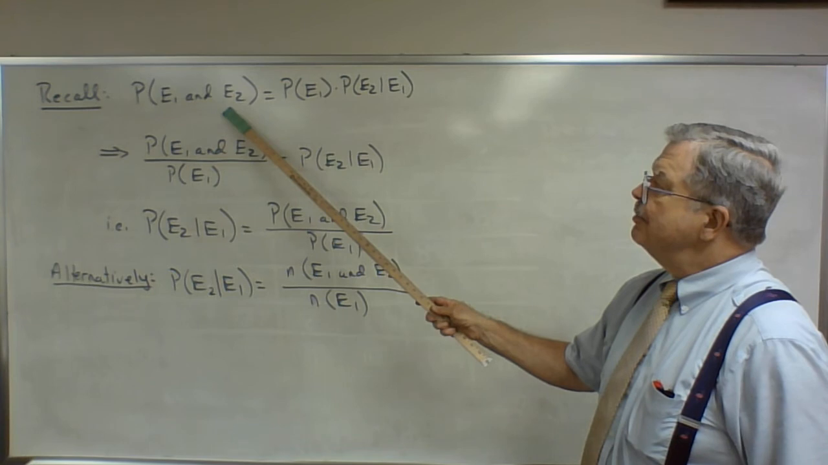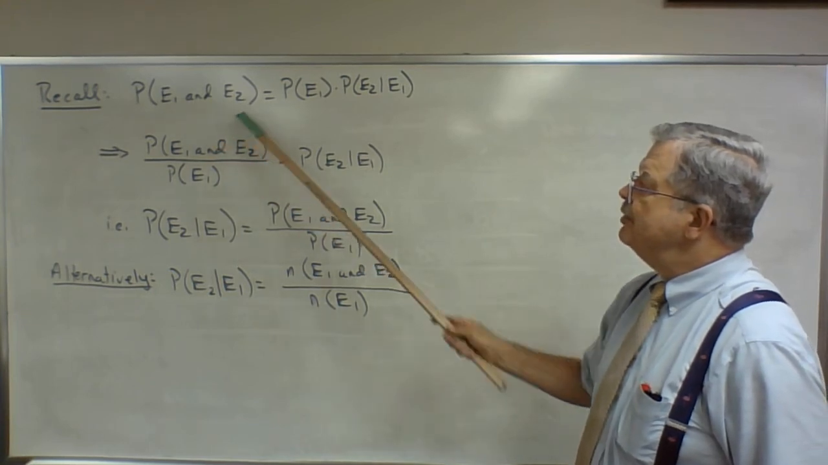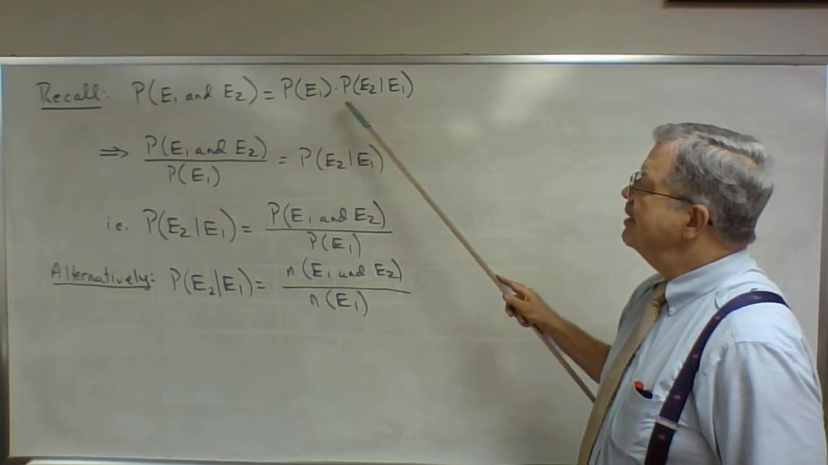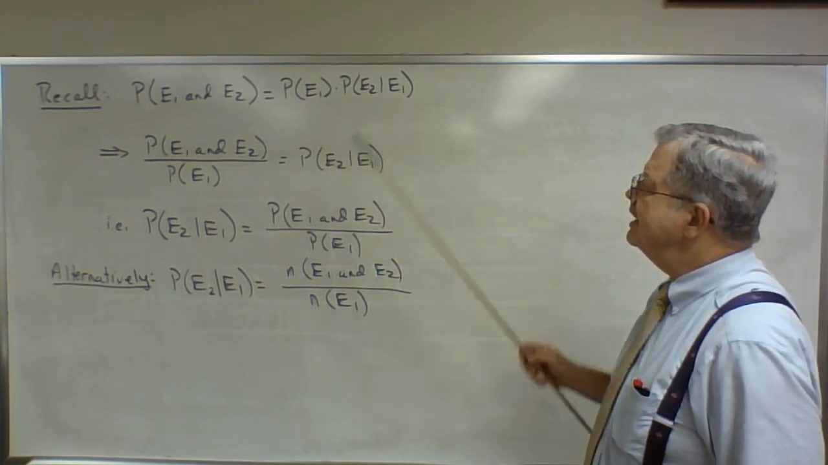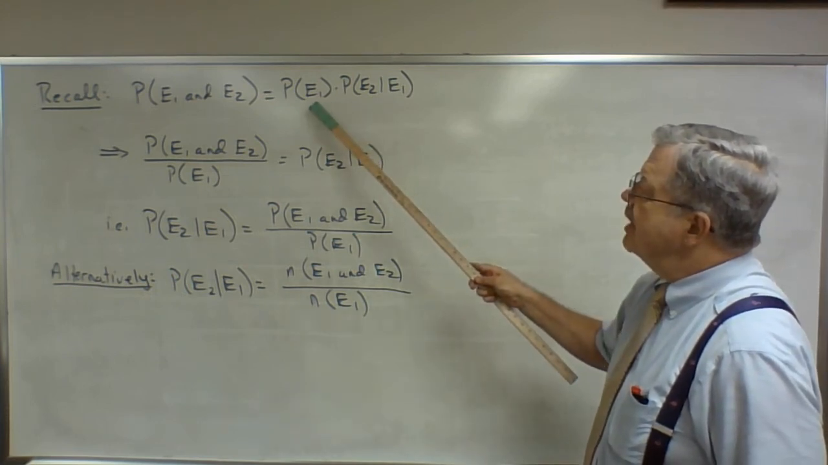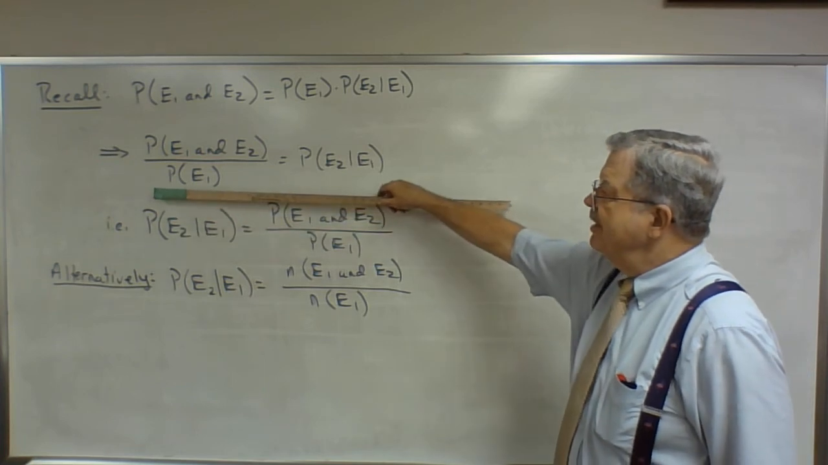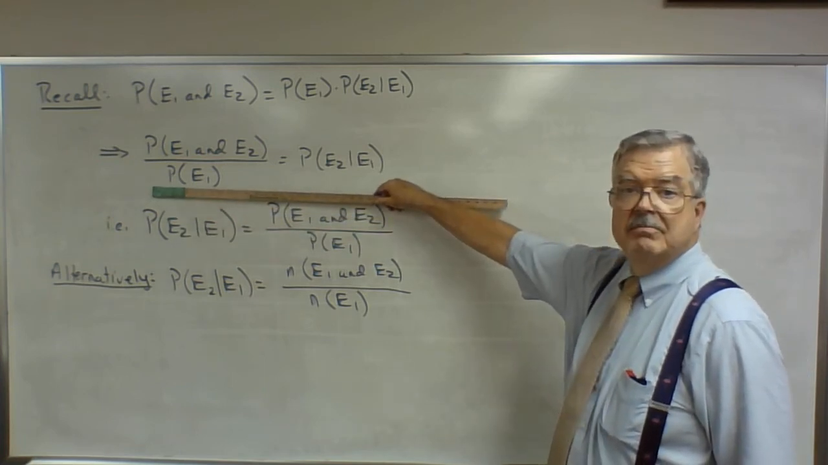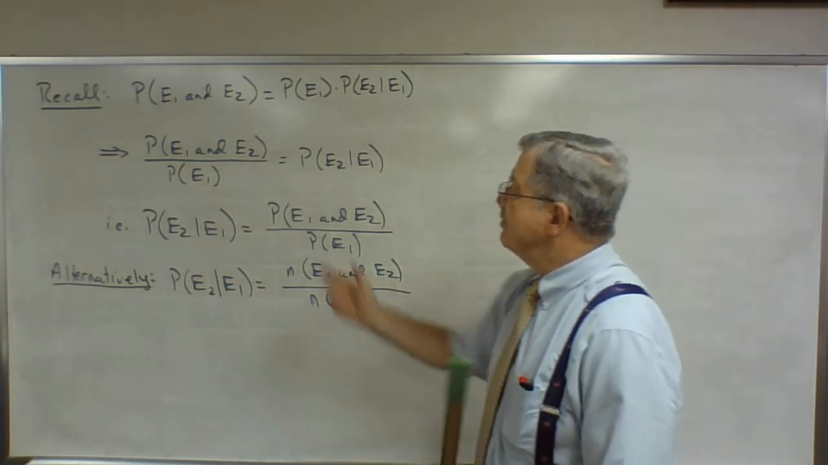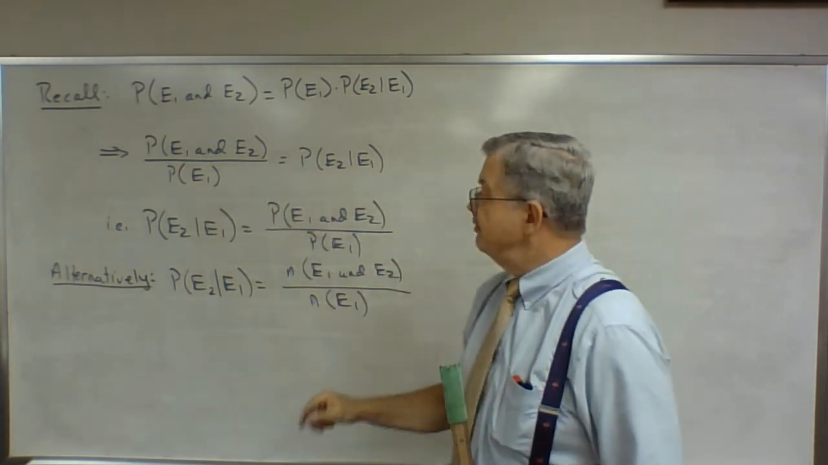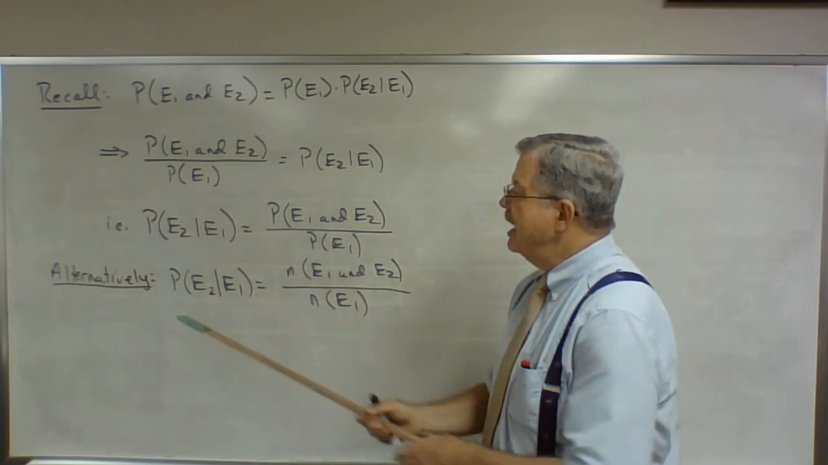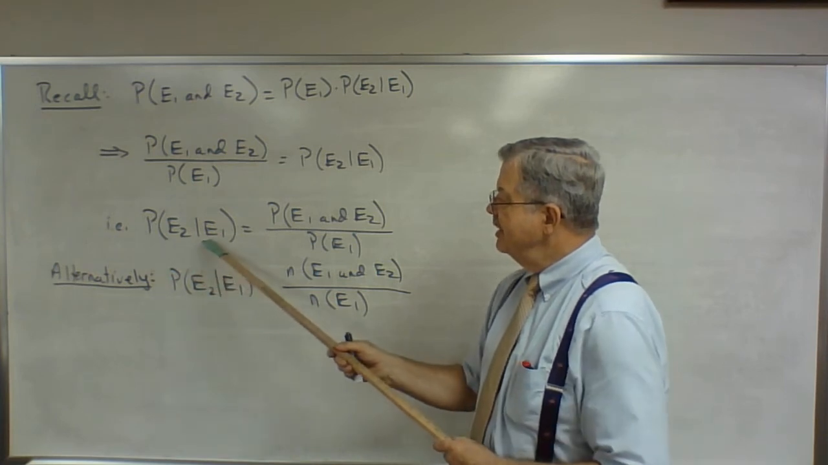We have the conditional probability of E1 and E2 being equal to the probability of E1 times the probability of E2 given E1. And if we divide both sides by the probability of E1, this is what we get. And if we take this equation and just switch sides, this is what we get. A formula for the probability of E2 given E1.